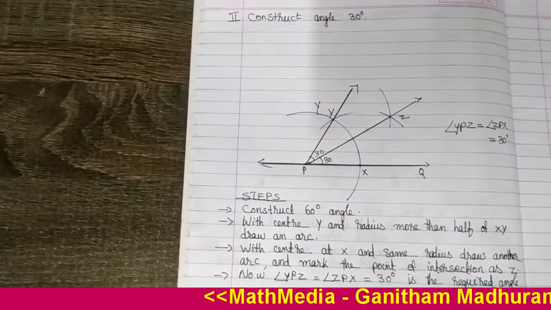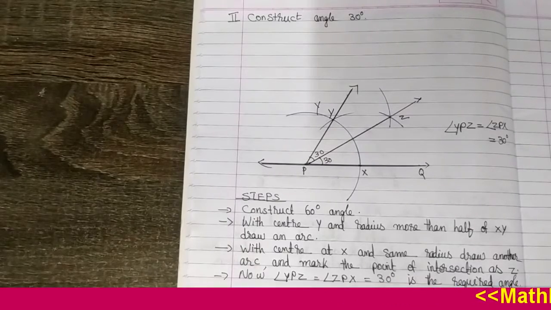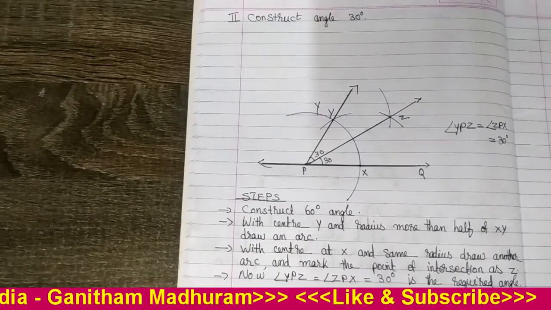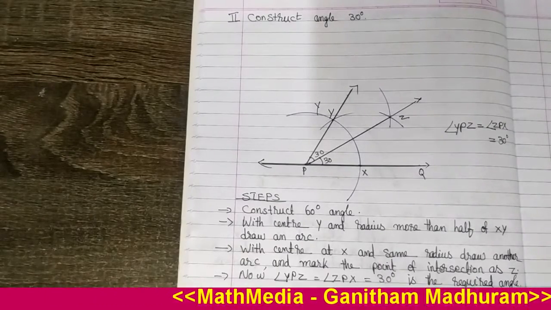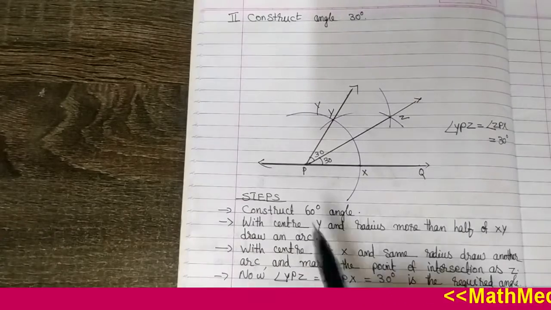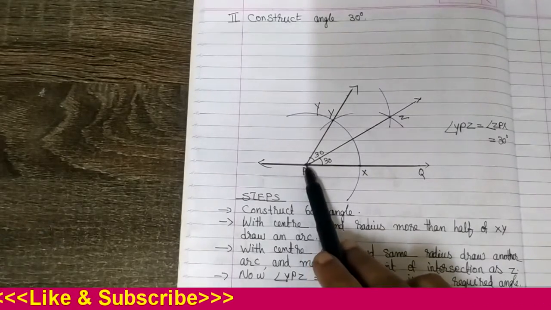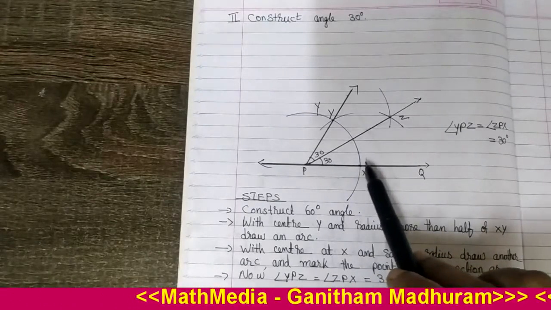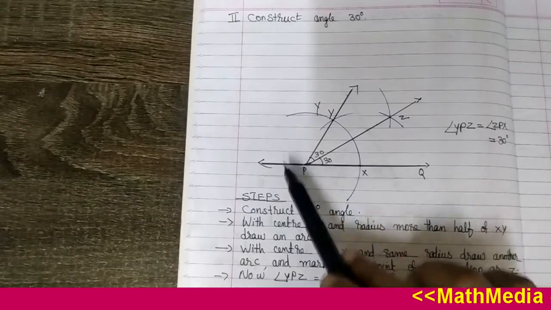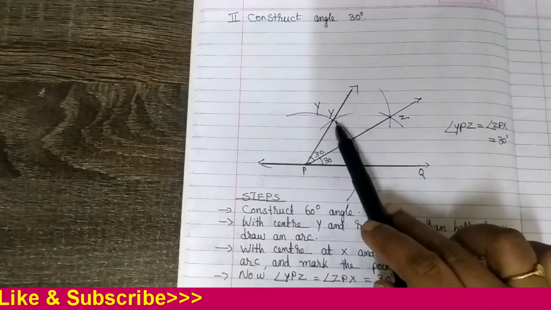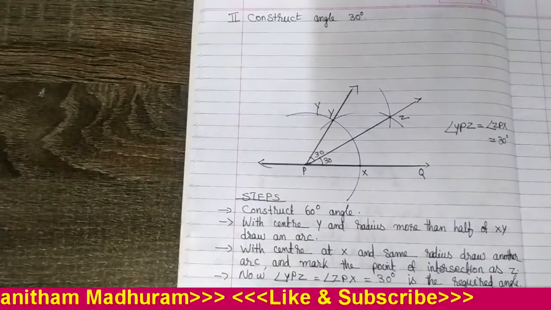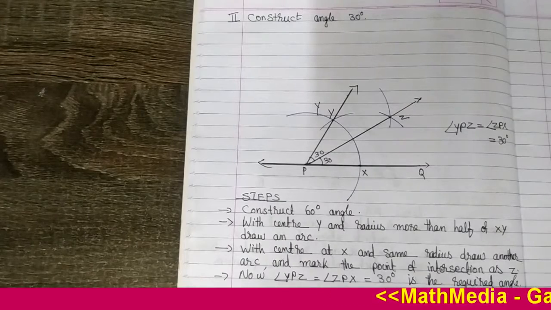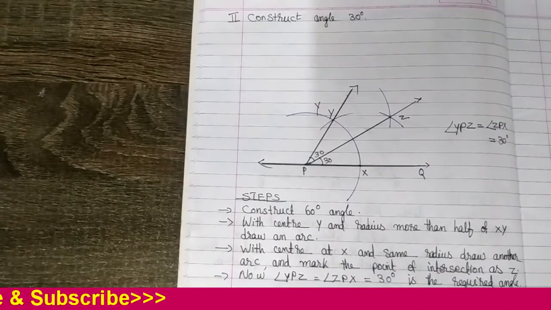Now we can see the steps for construction. For that, first we have to construct angle 60 degree. That I think you are able to do. First of all, you have to draw a line PQ. Mark a point P here, and with any radius draw an arc which intersects the line at the point X. With the center X and the same radius, draw another arc. Mark the point of intersection as Y. Now join PY, which is of 60 degree. Now we have 60 degree. We have to make a 30 degree.